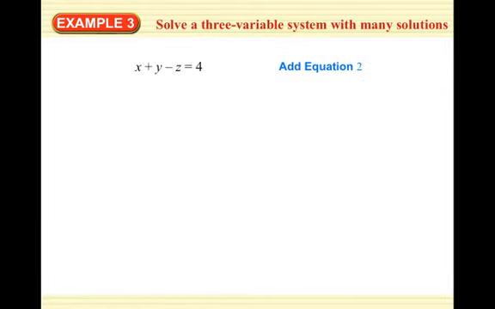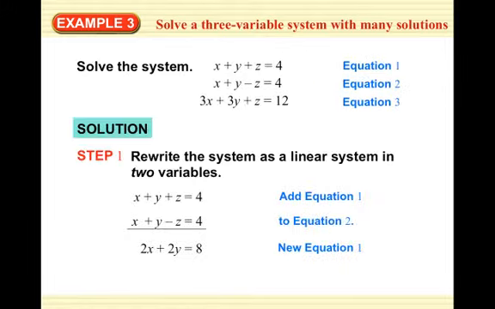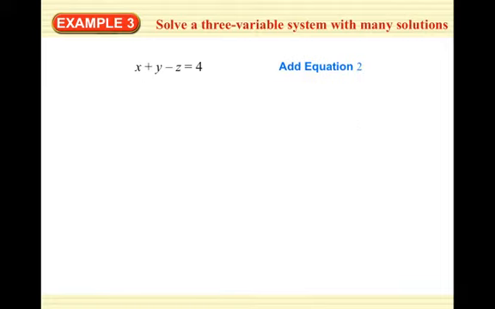Oh, excuse me, I said 1 and 3. I don't want to do 1 and 3 because then I'd have to multiply by a negative so that I get -z and then positive z. I'm going to add 2 and 3 just because I have minus z in equation 2 and plus z in equation 3. Okay, so here's equation 2, x plus y minus z equals 4. I'm going to add that to equation 3. So 3x plus 3y plus z equals 12.